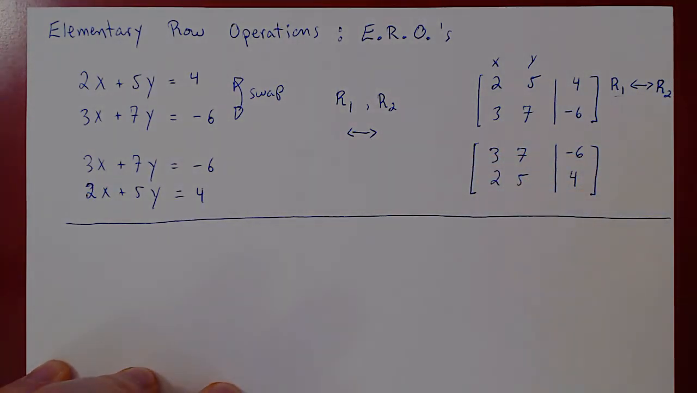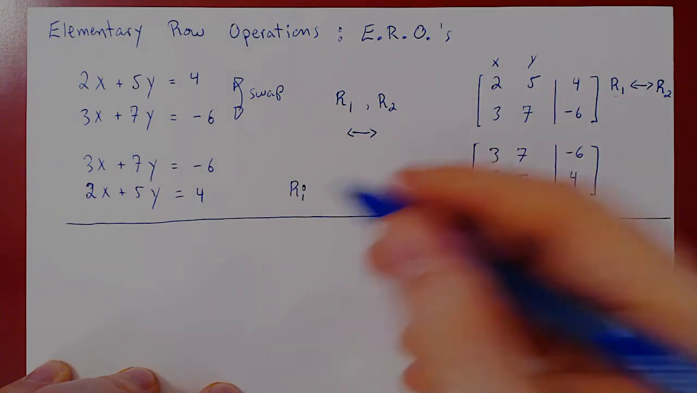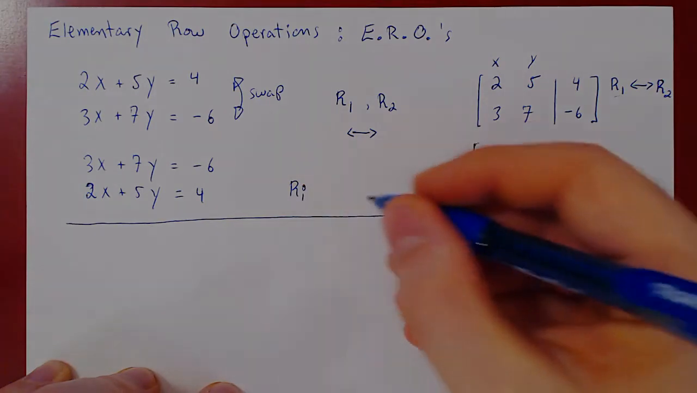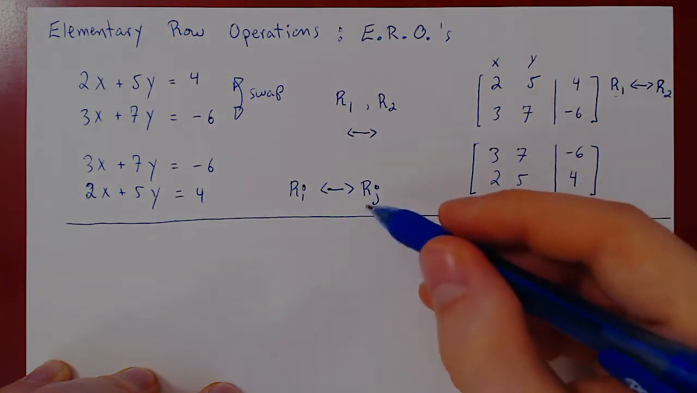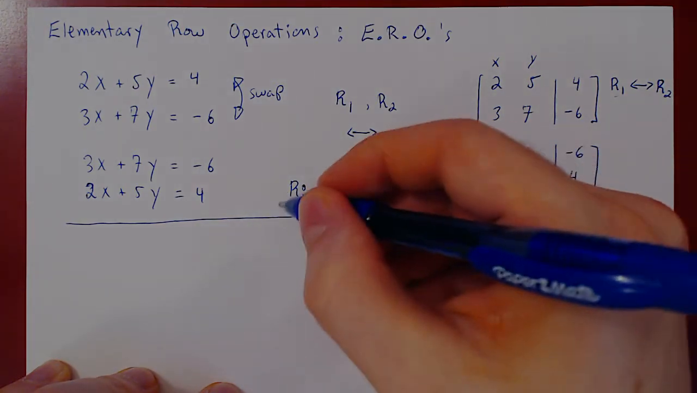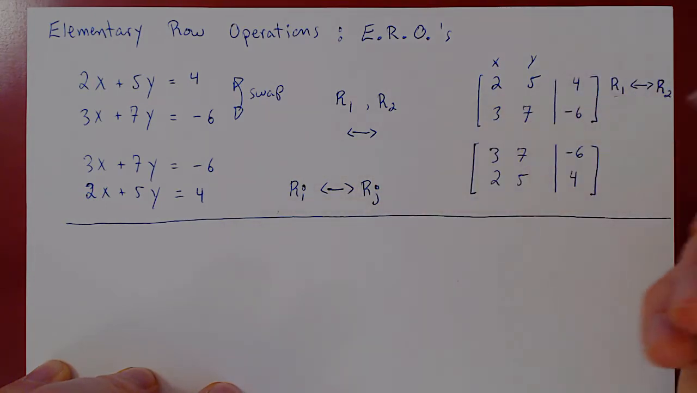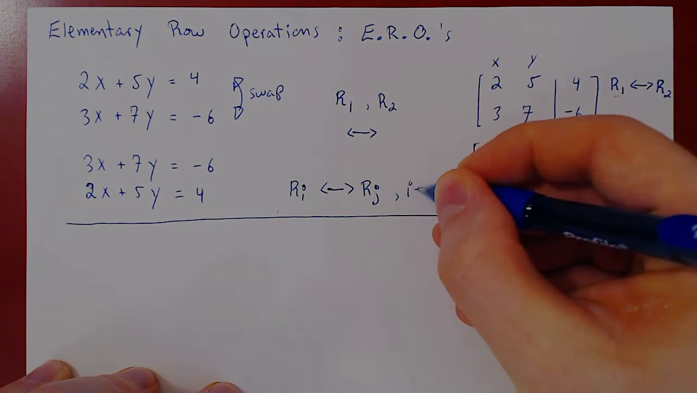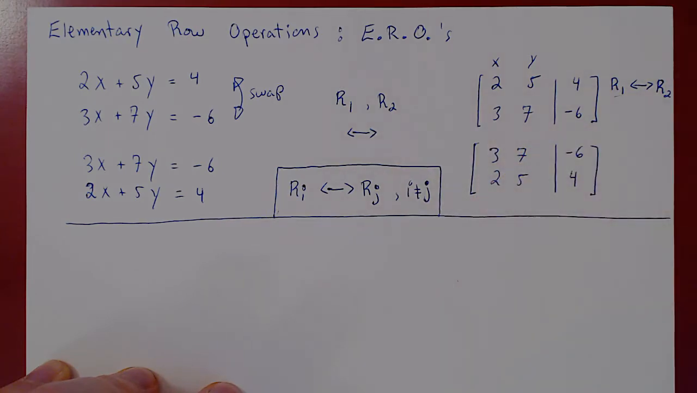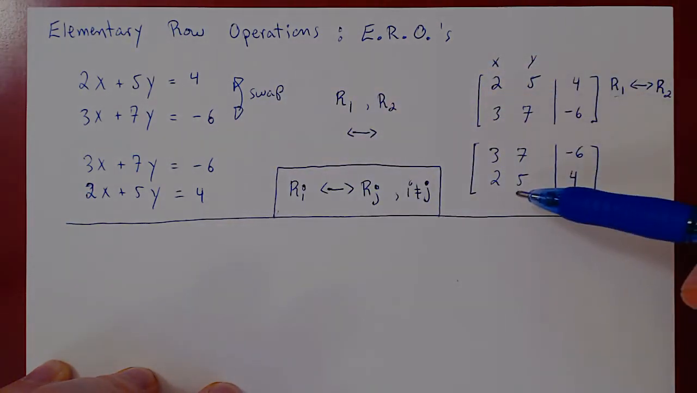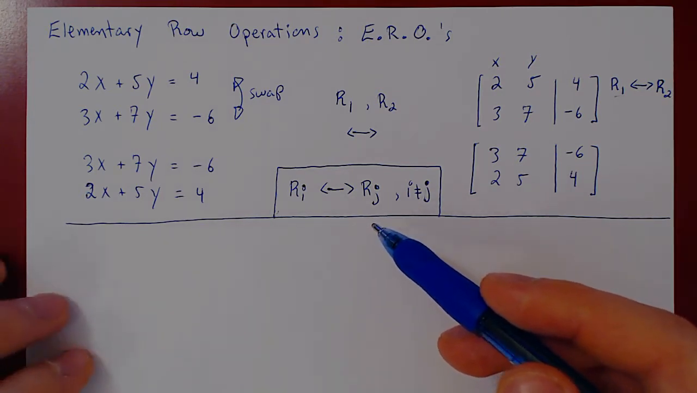We can swap any 2 rows. So we can take row i, where i could be 1, 2, 3, 4, any positive integer, and we can swap row i with row j. j could also be any other positive integer. Clearly though different from i, because if you swap row i with row i, nothing has taken place. And that is our first row operation. Again, it's a trivial row operation on the surface, but it will be quite useful in implementing these operations systematically.